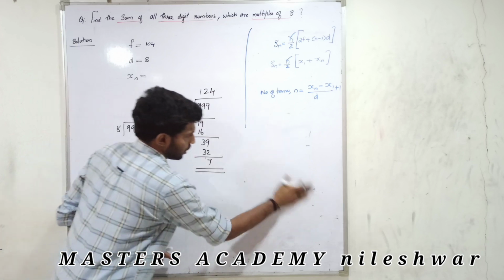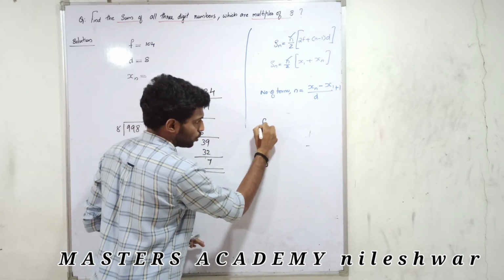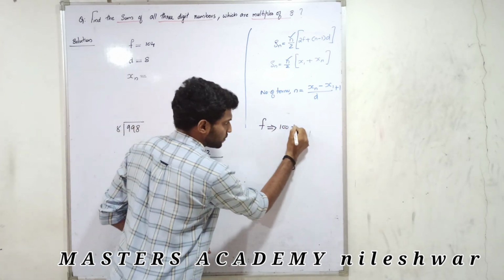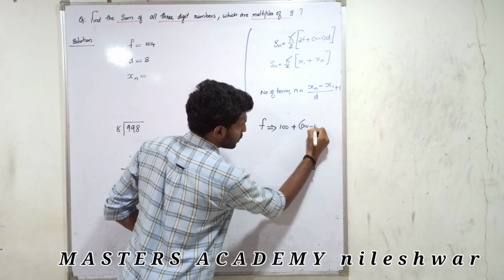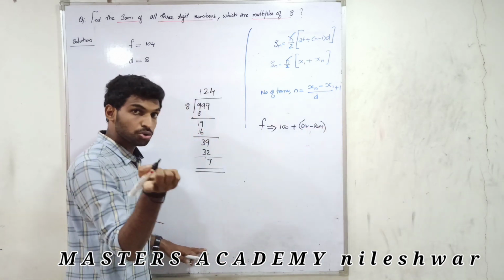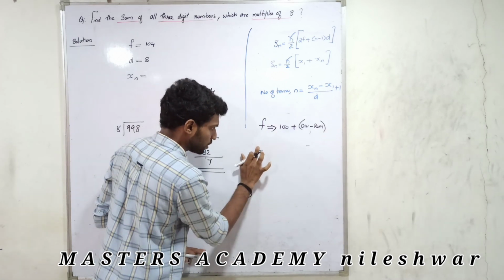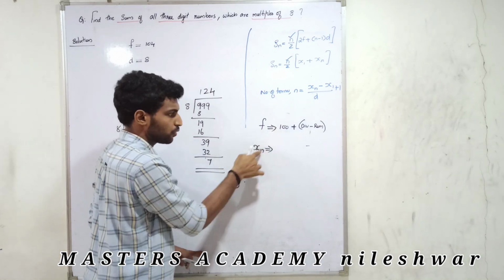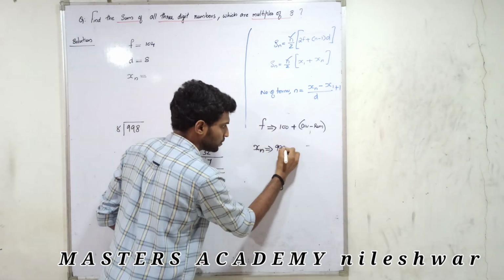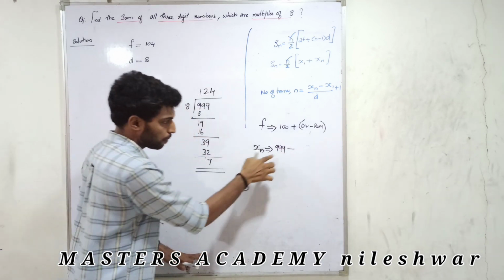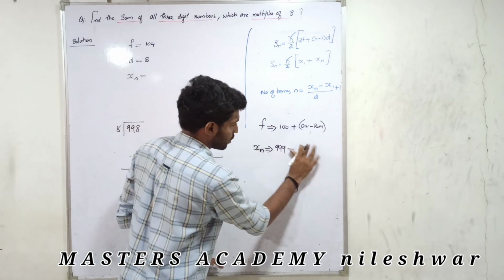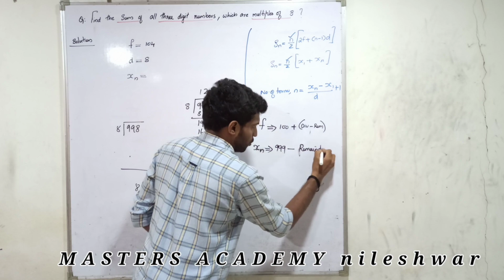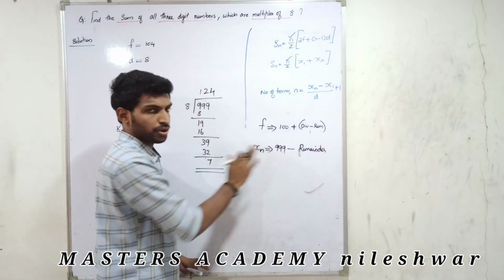So listen. In order to find out the first term, what we have done is, first write 100, plus divisor minus remainder. In order to find out the last term, or xn, what we have to write is, for the last term, the last 3 digit number, which is 999, minus remainder. 999 is the last term, so you have to directly subtract the remainder from 999.